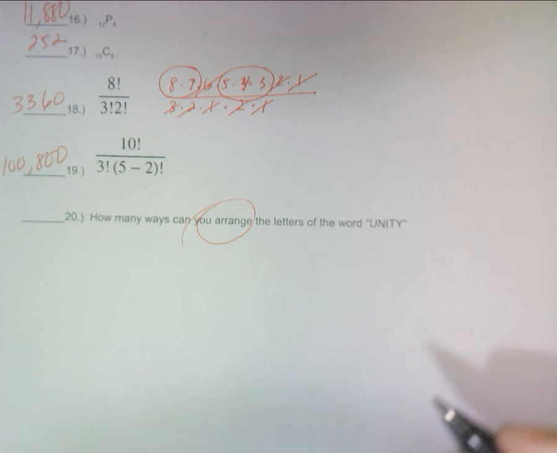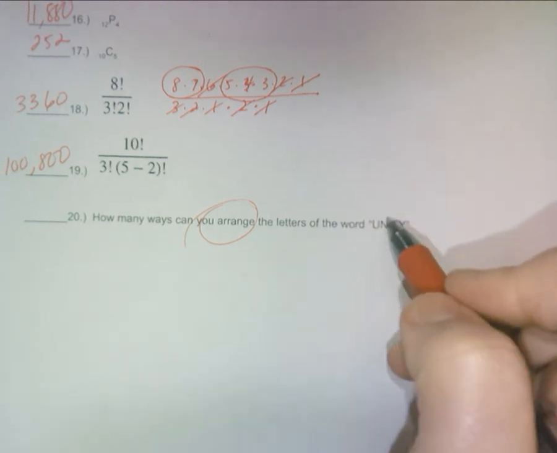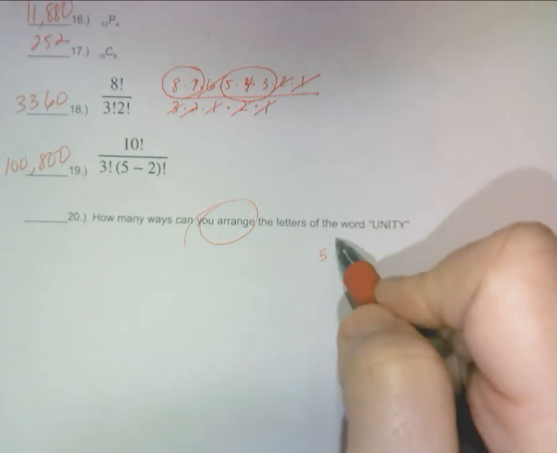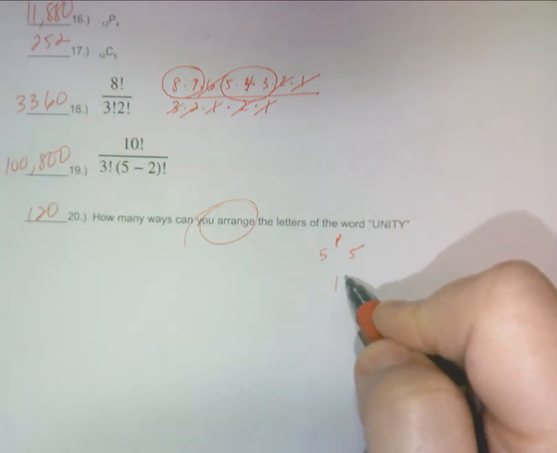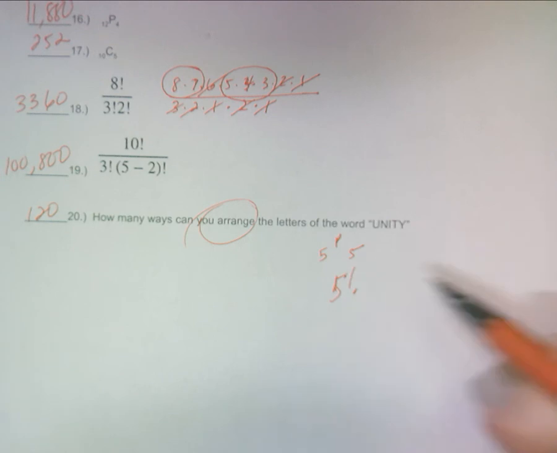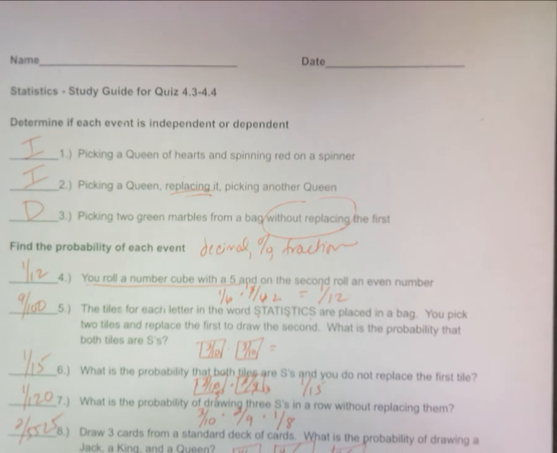And then how many ways can you arrange the letters of the word unity? That is, again, a permutation. You have 1, 2, 3, 4, 5 letters, 5P5, 5 factorial, or 120. All right. Hopefully you will do well on the quiz.